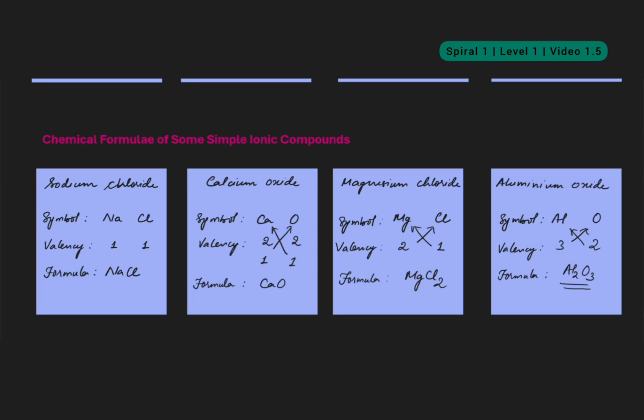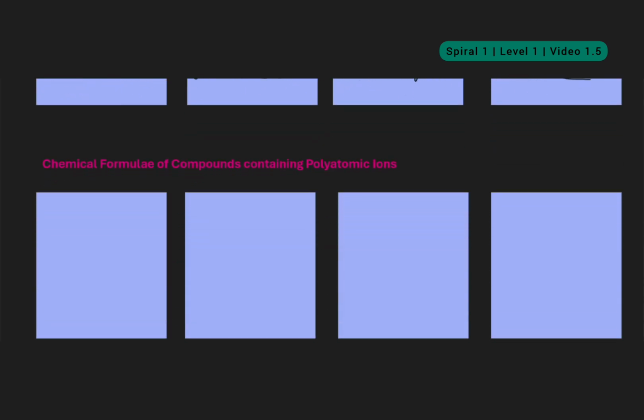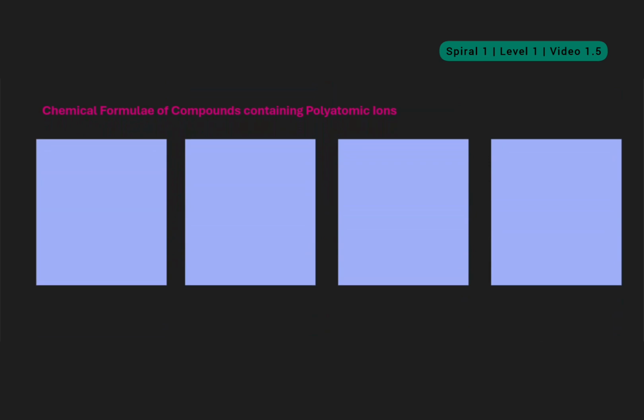All right. Now we will see a few examples of compounds containing polyatomic ions. You remember when we were discussing in the video on molecules and ions, I mentioned a few examples of these polyatomic ions. Remember? So we are going to now learn how to write chemical formulas for polyatomic ions. So let's take the first example. We'll write for aluminium phosphate.